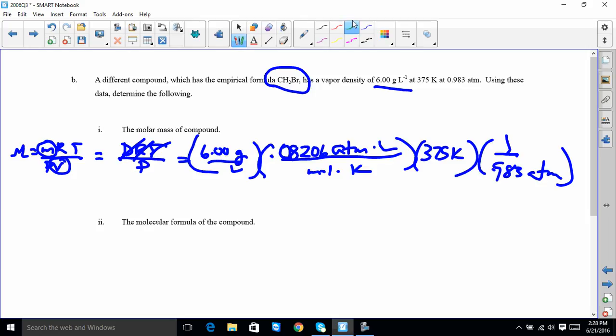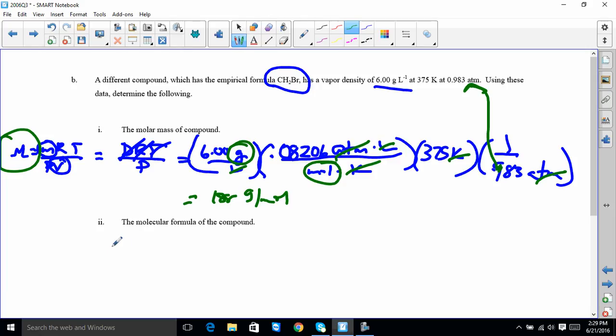And the beauty of this problem is atmospheres cancels with atmospheres, and K cancels with K, and liters cancels with liters. And we have grams on the top and moles on the bottom, which is awesome because we're solving for molar mass. And this has 3 sig figs, this has 4, this has 3, this has 3. It's a 9, by the way. It's this guy right here. And we end up with, if you put that in the calculator, 188 grams per mole.